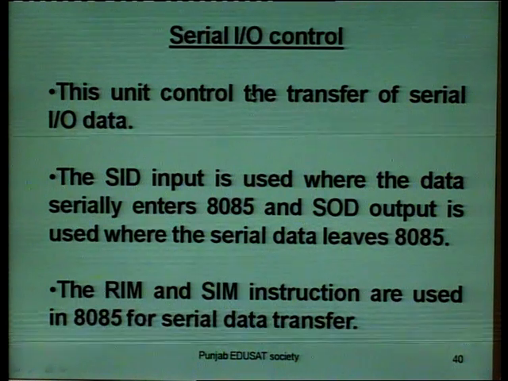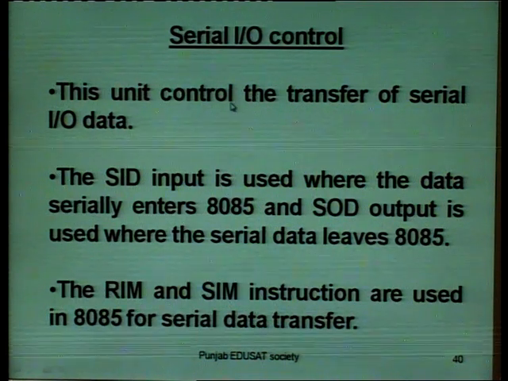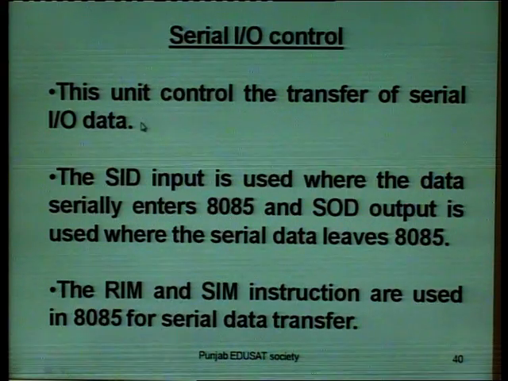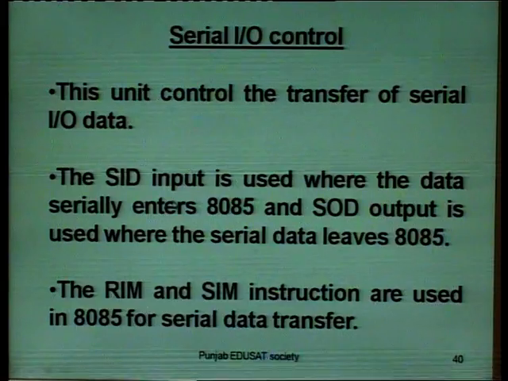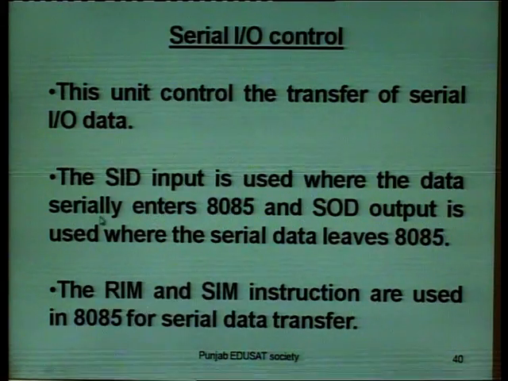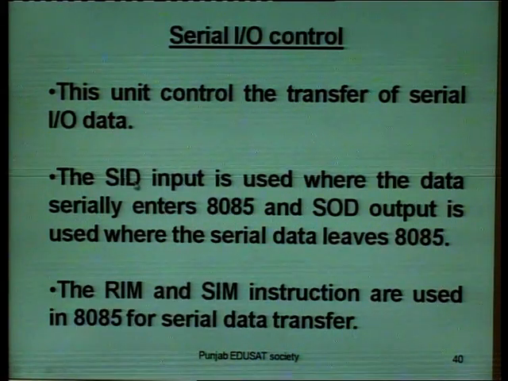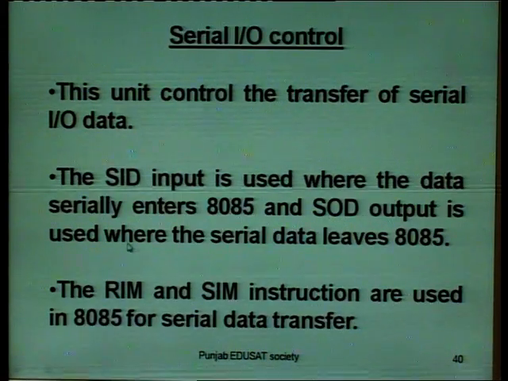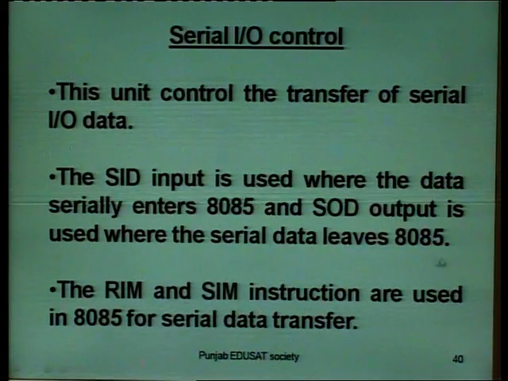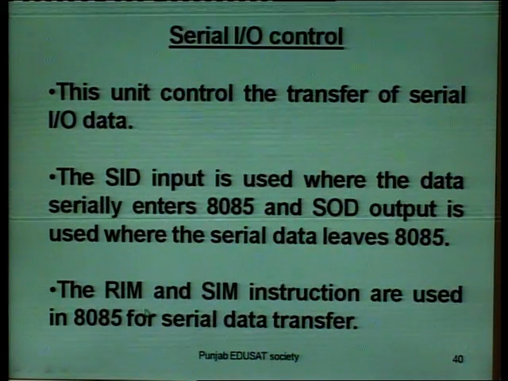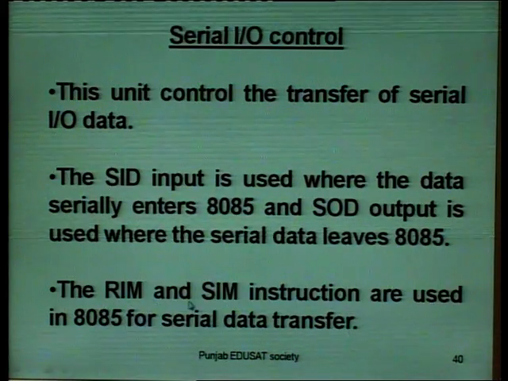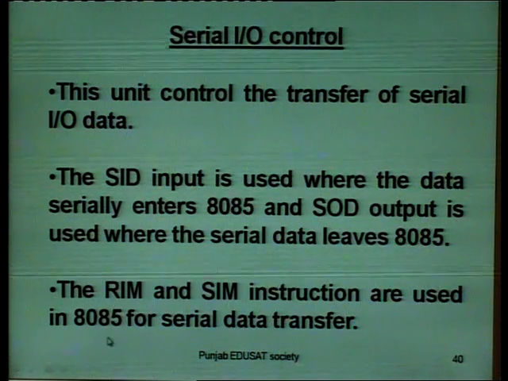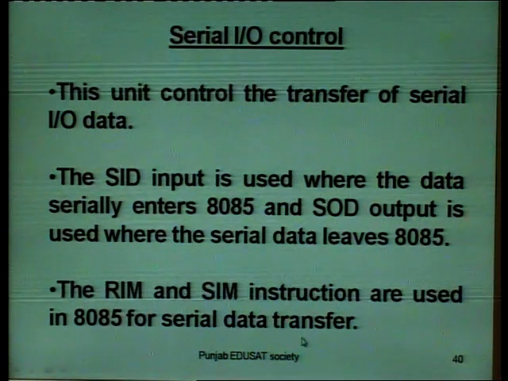This unit controls serial input output control. This unit controls the transfer of serial input output data. The SID input is used where the data serially enters 8085. Serial input data, and SOD, serial output data, is used where the serial data leaves 8085. The RIM read interrupt mask and SIM set interrupt mask instructions are used in 8085 for serial data transfer.